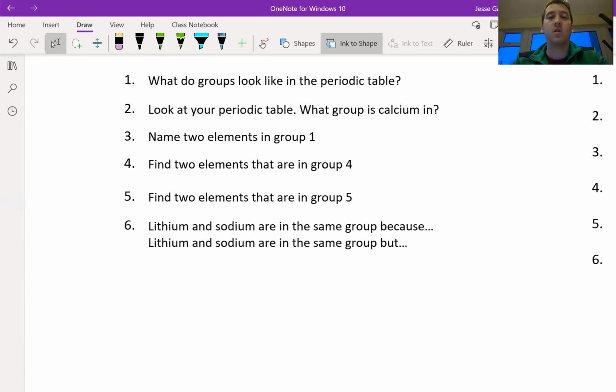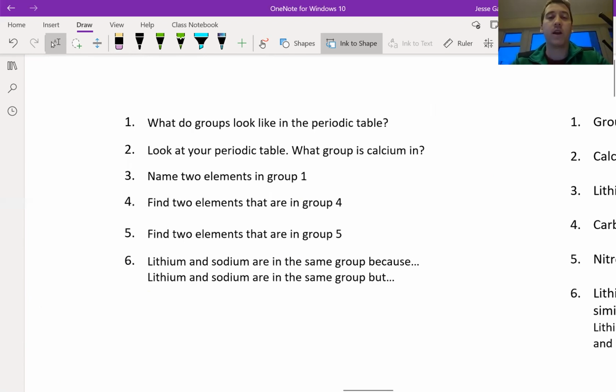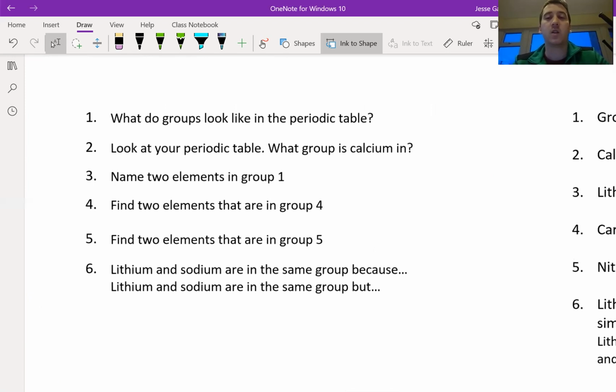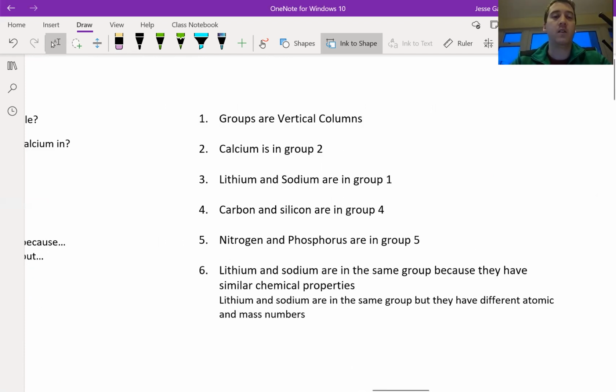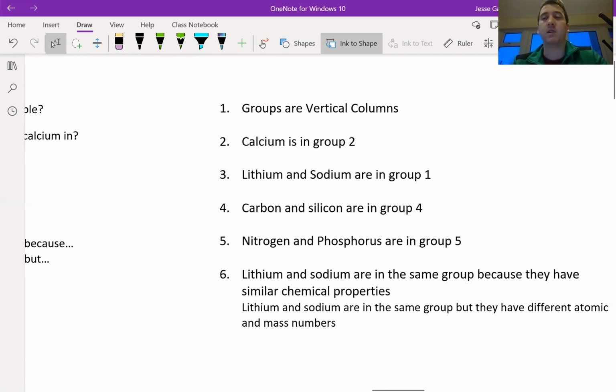It's time to go over the answers now. So red pen, we're going to correct these. What do groups look like on the periodic table? You should have said groups are vertical columns. What group is calcium in? Calcium is in group 2. So do correct this, please, with your red pen. You should have looked for calcium and found that it was in the second vertical group, group 2. Lithium and sodium are both in group 1.